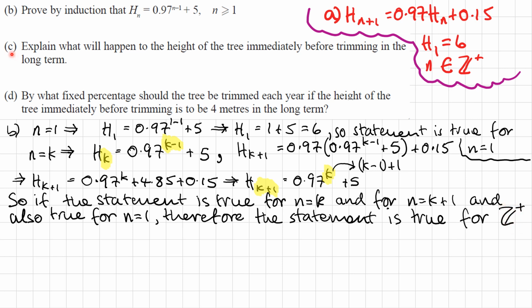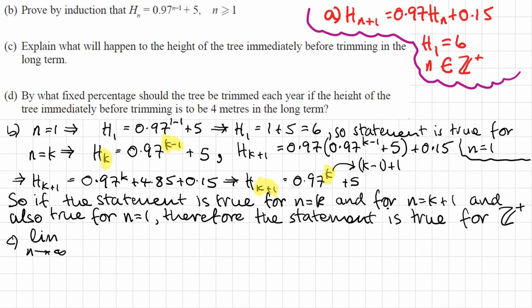Part C: explain what will happen to the height of the tree immediately before trimming in the long term. Now in the long term, n is going to get bigger and bigger. So we want to find a limit as n approaches infinity, or just a large number rather than infinity. Whenever you raise a decimal, a number between 0 and 1, to a large power, it just gets smaller and smaller as you increase the power. So after a long period of time, we can ignore this bit. It's going to be tending towards 0.